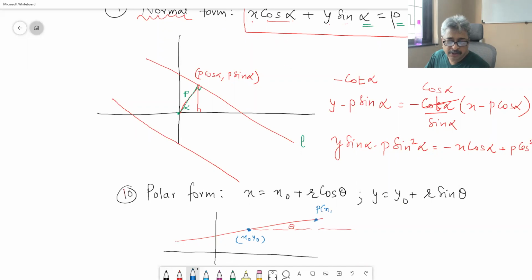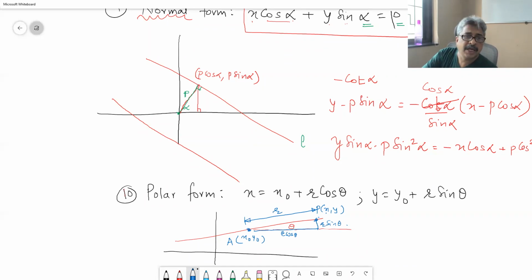P (x, y), which is r distance away from base point A. If this is the setup, then you will realize that the x coordinate is going to be x naught plus r cos theta. This is r cos theta. And the y coordinate will be y naught plus r sin theta.